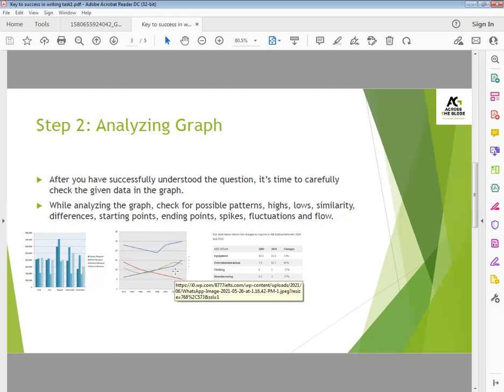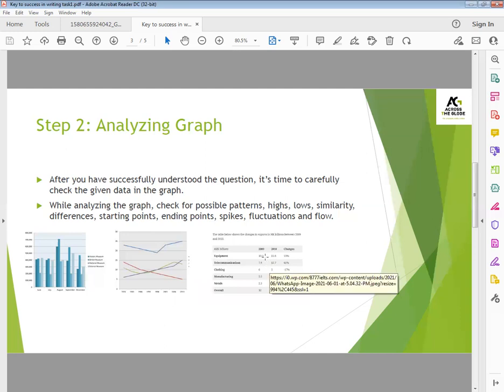So a better idea: analyze the graph given, check off the numbers given. Which number is bigger, which is the lowest number, the mediocre ones, which numbers are close to each other, nearby values. Get all the details and then do the planning. Like, I'm going to write this much in my B1, this much in my B2. B1, B2 stands for body para 1, body para 2.